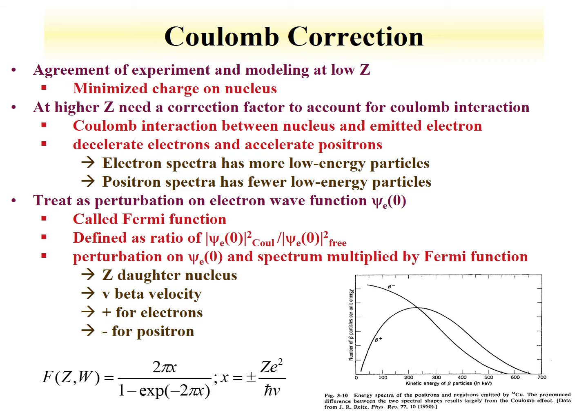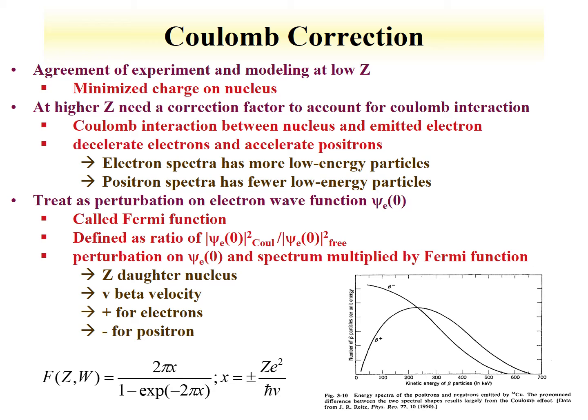This Coulomb correction, as we already discussed, at low Z, there really isn't as large of a Coulomb perturbation on the behavior of the emitted particle. However, at higher Z, this effect needs to be taken into account. And what we generally see is the electron spectra has more low energy particles, as shown here. And the positron spectra has fewer low energy particles, or more high energy particles. If you think about this, it's because I have a positive positron being accelerated away from a positive nuclear charge. Now I can treat this Coulomb correction as a perturbation.